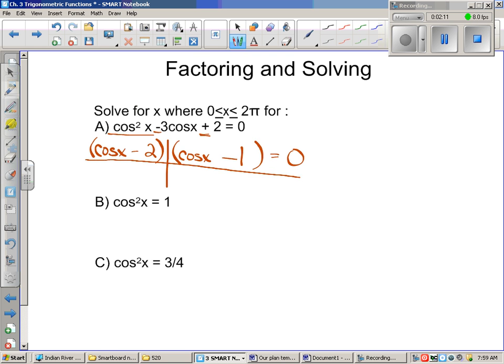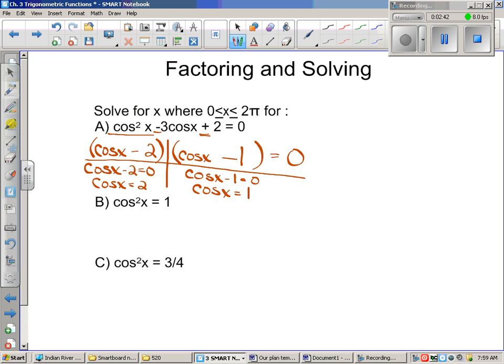Then, just like before, you set each part equal to 0, and you solve. So I'd have cosine x minus 2 equals 0. So therefore, cosine x equals 2 on the left. On the right, you have cosine x minus 1 equals 0. And so therefore, cosine of x equals 1. And we're not quite done, because we haven't solved for x. And this is the part where it takes it that next step. Usually at this point, x is already alone, and we're good to go. But because of the cosine function being present in this, we have to actually address it.